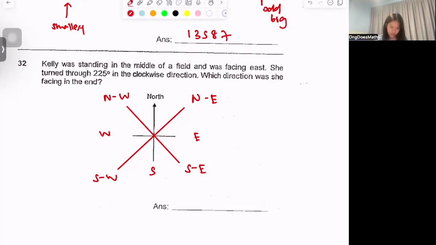Cool. So now she was facing east. So she started here. Then she turned 225 degrees in clockwise direction. Clockwise, is it option 1 or option 2? Should be option 1, right?